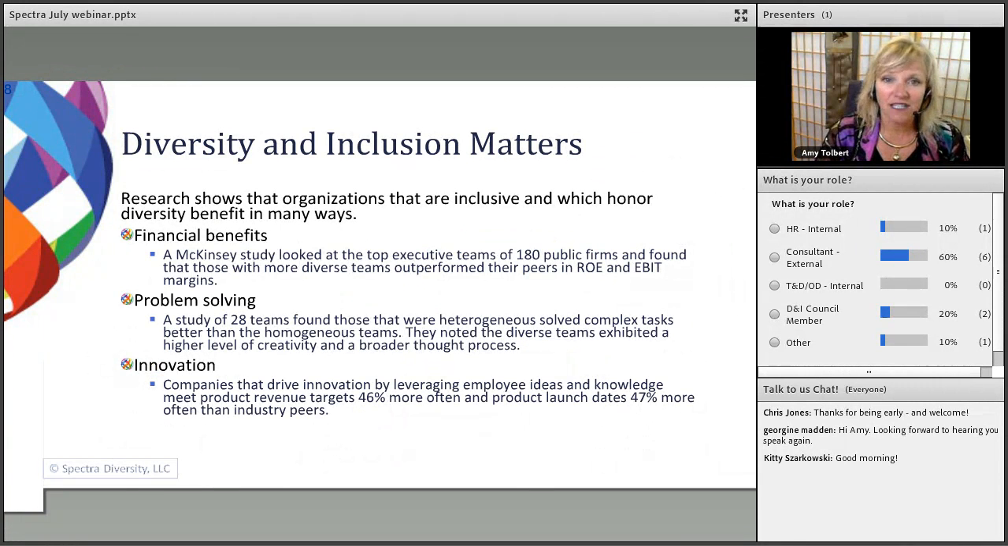And the reason that diversity and inclusion really matters is because we've got quite a bit of research all the way back to Johnson & Johnson at the University of Minnesota from the 1970s.